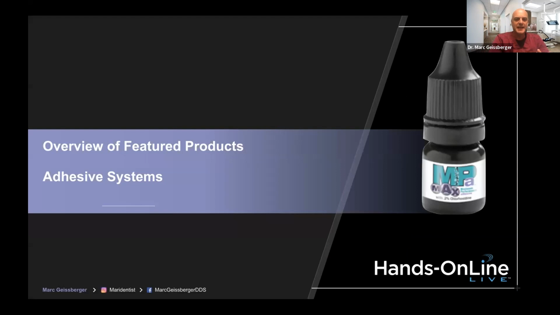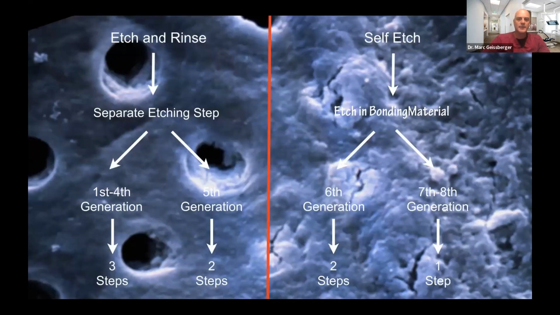So with that said, I want to review a few of the products that I use on a routine basis, and we're going to start with adhesive systems. Now, the reason I want to start with adhesive systems is really it is the core of what we do clinically. So with adhesive systems, it's really important to recognize that systems live in either the etch and rinse camp or the self-etch camp. And I'll go over these briefly with you.